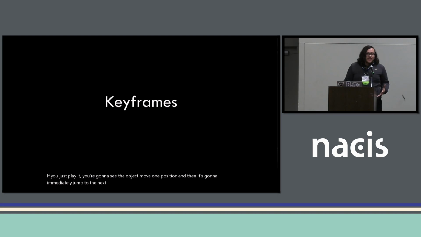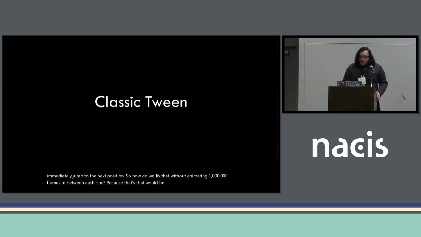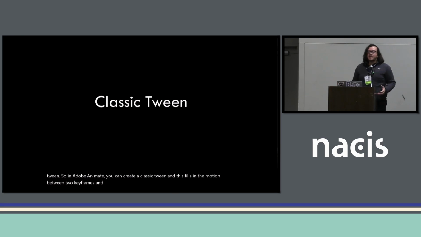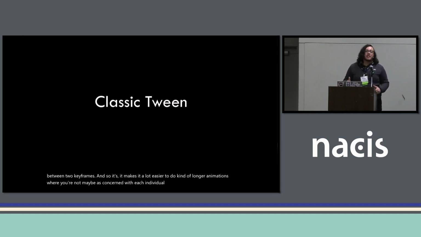So how do we fix that without animating a million frames in between each one? Because that would be a pain. We introduce a classic tween. So in Adobe Animate, you can create a classic tween, and this fills in the motion between two keyframes. And so it makes it a lot easier to do kind of longer animations where you're not maybe as concerned with the object's position in each individual frame. You don't have to meticulously micromanage it.